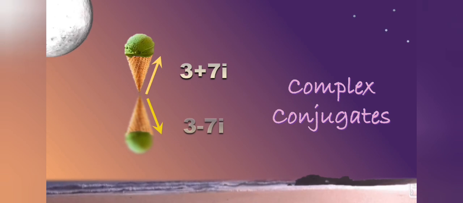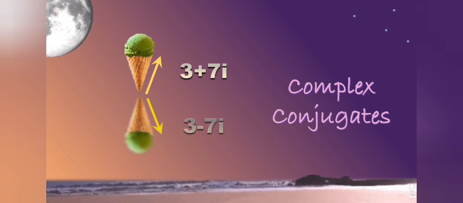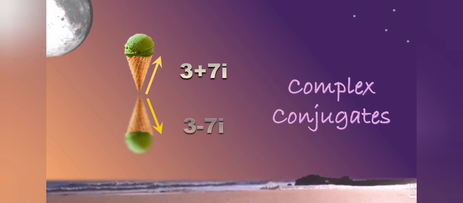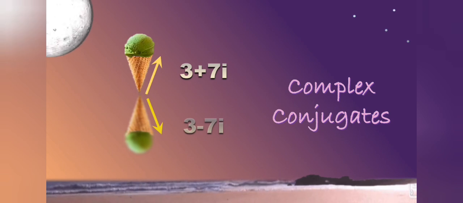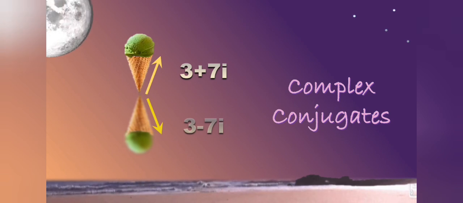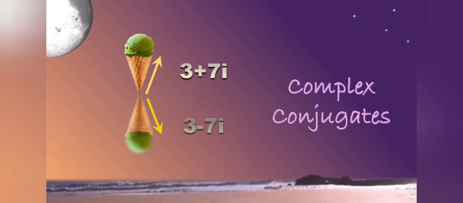For every point in the real object, there is a vertically opposite mirror image in the form of a complex conjugate. It's like a reflection of an actual object in a point. Now, let's look at another example of complex conjugates.